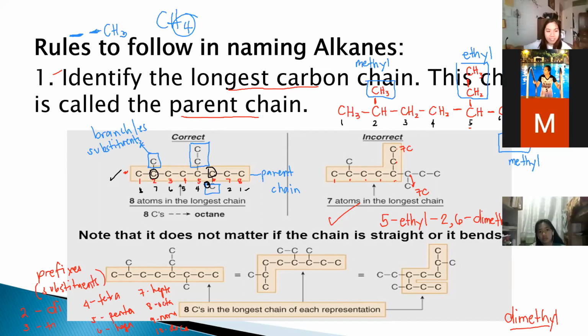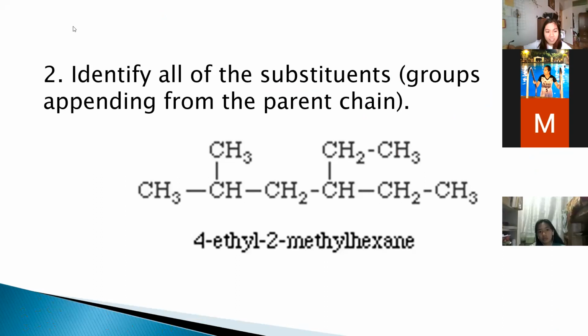It hasn't sunk in yet. Okay, let's have more examples. Let me clear the writings on the screen. Let's have this one. Actually, this is step number 2 here, but in the previous example I already showed all the steps. So the ones on the screen will be our second and succeeding examples. Though the name is already on the screen, let's check why it is 4-ethyl-2-methyl hexane.